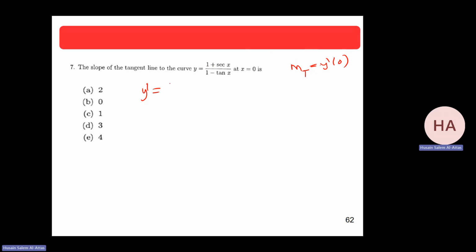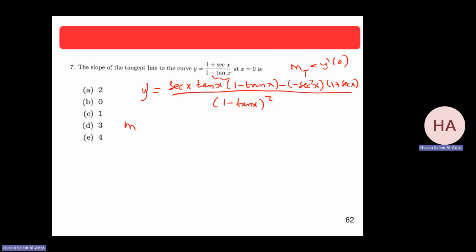To use the formulas. Derivative of secant, that will be secant tan. Correct. Times the numerator, minus derivative of this, which is minus secant squared x, times 1 plus secant x over this squared. The slope is y prime at 0. Tan 0 is 0, so that will be 0. Here I have what? Plus 1 times 1 plus 1. Secant 0 is 1. I have 1 minus 0 squared. So the answer is 2.